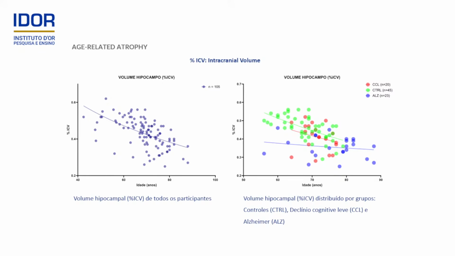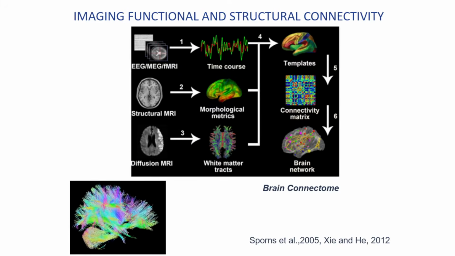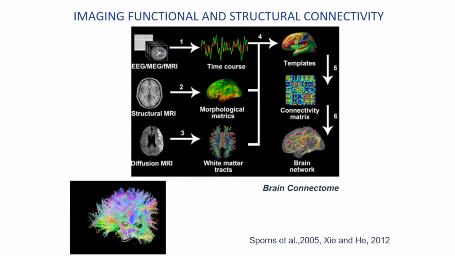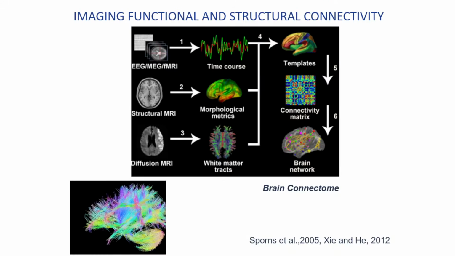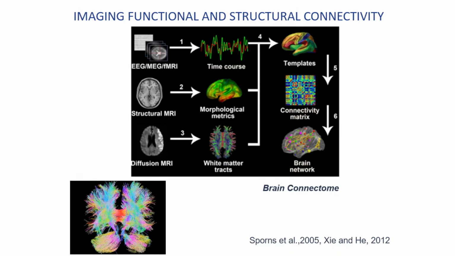I have been very interested since 2003. It says a lot about my age, but this is when I started to work with diffusion MRI and also functional MRI. With diffusion and functional MRI, you can have a different approach for investigating the brain. We call this brain connectivity analysis.